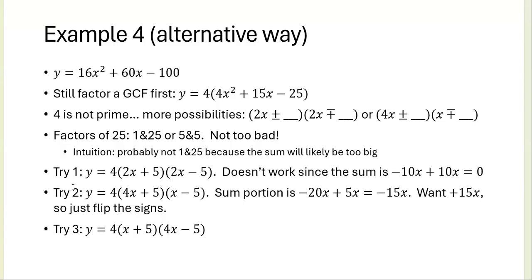Okay, let's try number 2. Let's move to this one instead and do the 5 and 5. The 4x plus 5, x minus 5. Let's figure out the sum portion. It will be minus 20 plus 5, which is minus 15x. We want plus 15. So what do we do when we have the opposite sign? You flip these two signs. So it becomes x plus 5, 4x minus 5. And that's the answer.